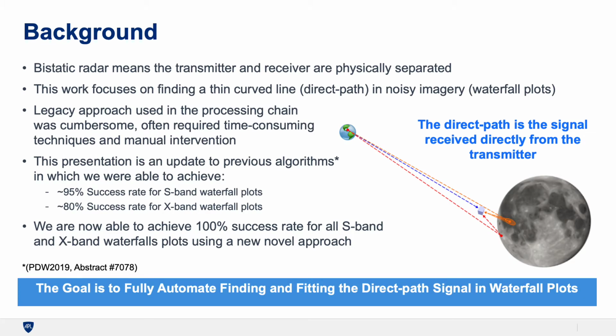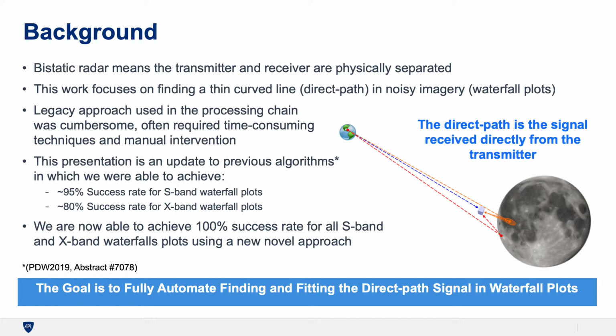We use this algorithm to find the direct path in bistatic radar waterfall plots derived from data produced by the MiniRF instrument aboard the Lunar Reconnaissance Orbiter, or LRO. Bistatic radar just means that the transmitter and receiver are physically separated. In our case, we transmit from Earth in X or S band and receive at LRO, which is orbiting the Moon.